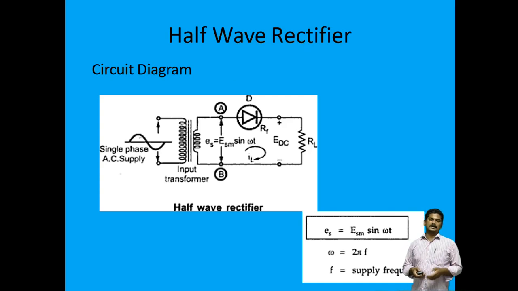This is the diagram for the half-wave rectifier. First of all, we connect a sine wave signal, that is a 230 volts AC signal, to the input of the transformer. This transformer is a step-down transformer, and the stepped-down voltage of the transformer, without changing the frequency, is given to the anode terminal of the diode. We connect a load resistance RL in series with the rectifier circuit. Here the input signal is Em sin(omega t), where omega is the angular frequency, that is 2 pi f, and f is the power supply frequency.